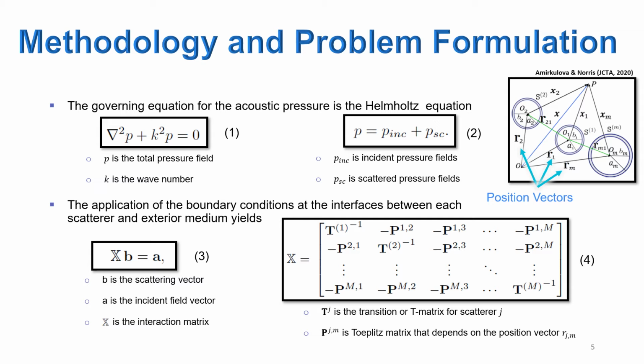The incident field is a plane wave which interacts with a given configuration of M separate scatterers. Circular cylindrical scatterers could be either rigid or thin shells. The application of the boundary conditions at the interface between each scatterer and the excited medium yields the equation shown below.